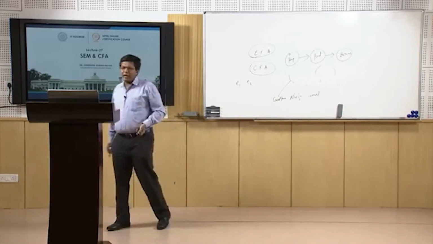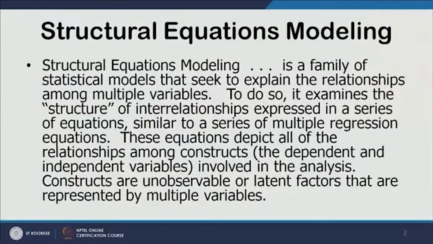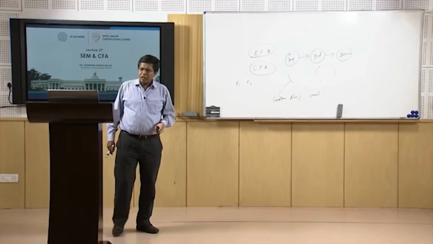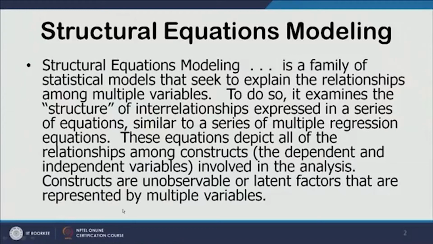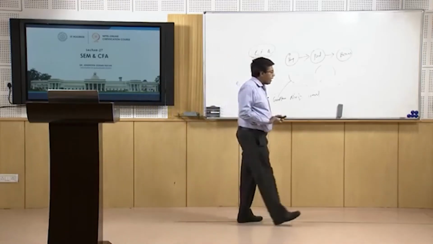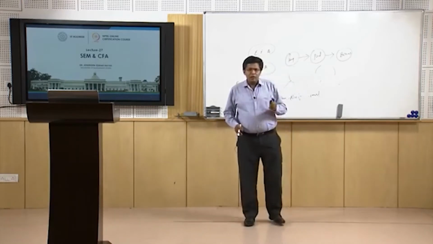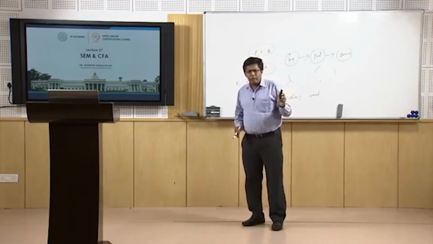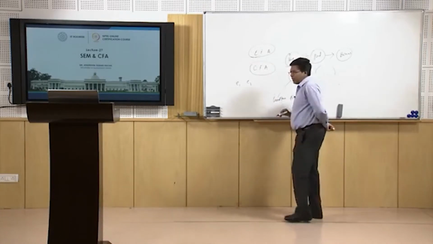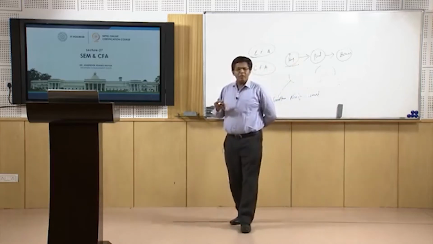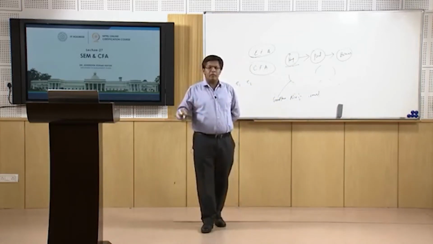Okay. To do so, it examines the structure of the interrelationships expressed in a series of equations similar to a multiple regression. These equations depict all the relationships among the constructs involved in the analysis, which we have discussed. And what did I say? The constructs are unobservable or latent variables, as you can see here. The constructs are latent factors, as I had explained earlier, that cannot be directly measured, but are measured through some number of items or variables.